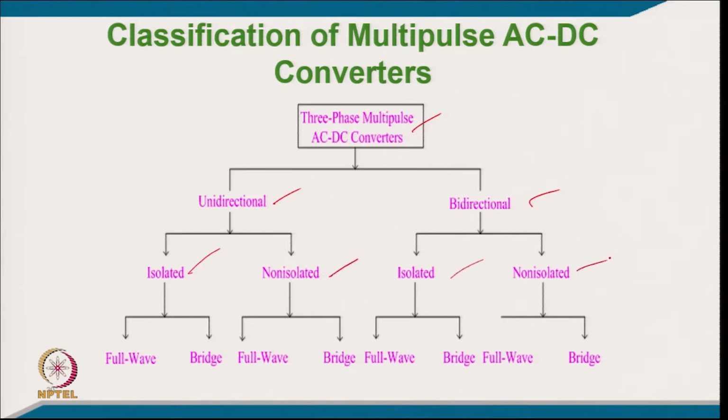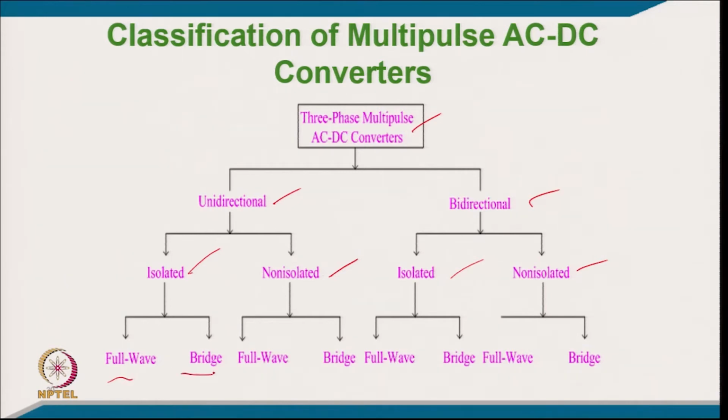Similarly, there is the controlled one with the thyristor, and of course, thyristor technology keeps pushing for very high power ratings. As I told you, LCI or HVDC kind of applications go to several megawatt, hundreds of megawatt order. But further classification of this is full wave and bridge.